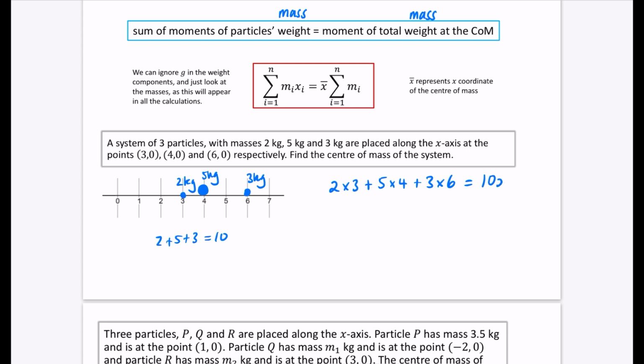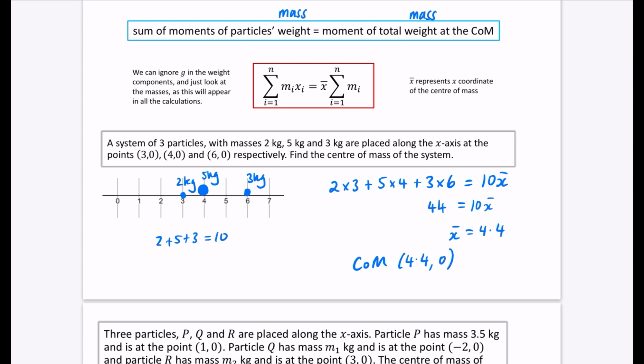So it's equal to 10 x bar that we've got here. So that is 6 plus 20 plus 18. So 6 plus 20, that's 26, plus 18, that is 44. 44 equals 10 x bar, which means that x bar is equal to 4.4. So the center of mass is going to be at 4.4.